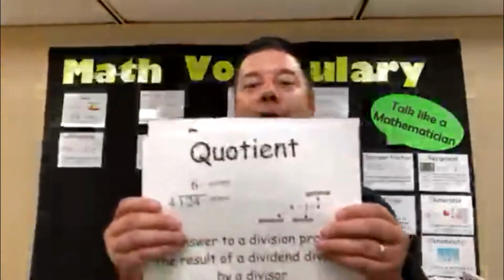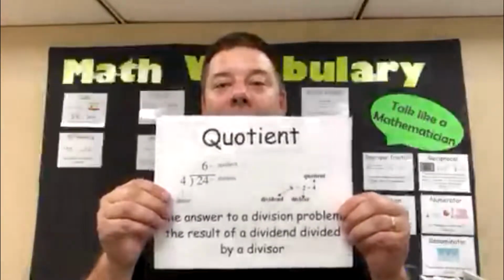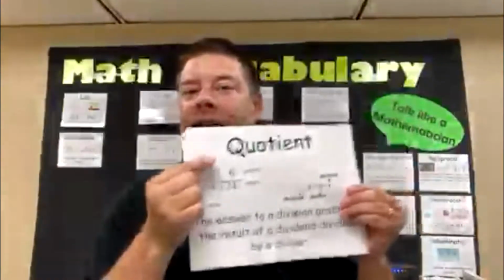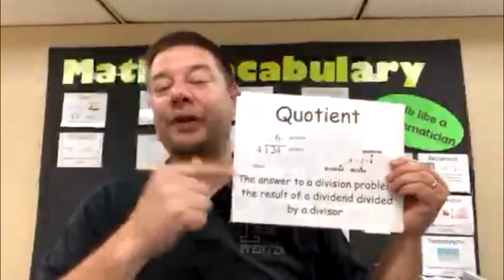We have a quotient, and a quotient, of course, is the answer to a division problem. And you might think, well, a division problem, it's kind of like a division question, and question starts with Q, and so does quotient. Hopefully you'll remember that the quotient is the answer to a division problem.